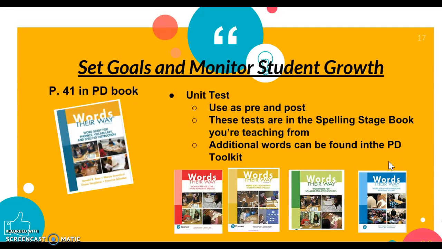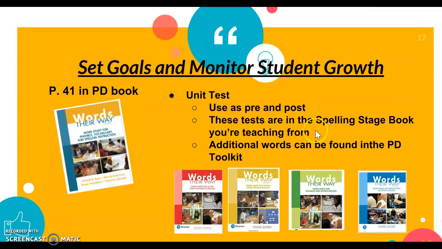Second option for assessing student knowledge in Words Their Way is a unit test. Okay, so far we've discussed the benchmark that everybody has to give 3 times a year. We discussed the weekly spelling test that is recommended, and then we have the unit test. The unit tests are given, it varies, but every 9, 10, or 11 lessons to check for mastery after several weeks. You can use this as a pre and as a post if you would like to. So before you start the unit, give the assessment, and then at the end.